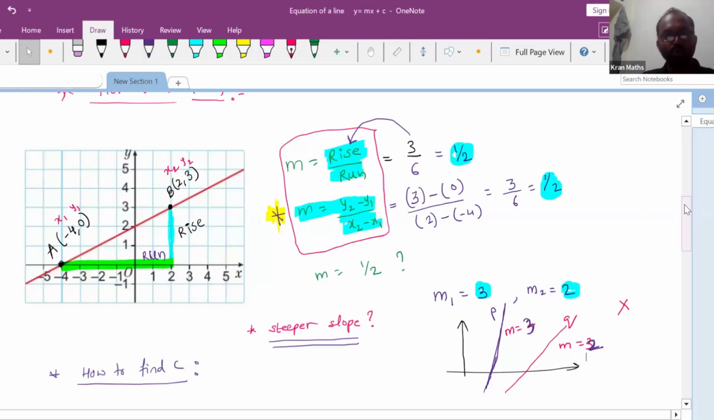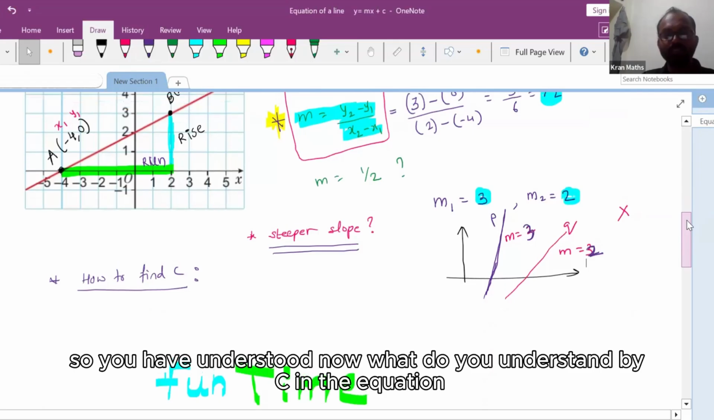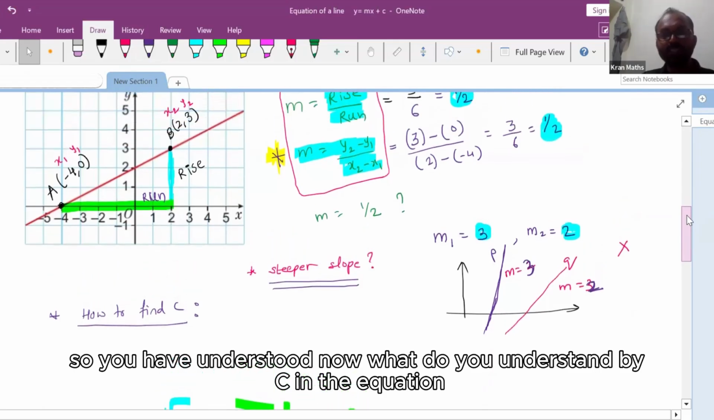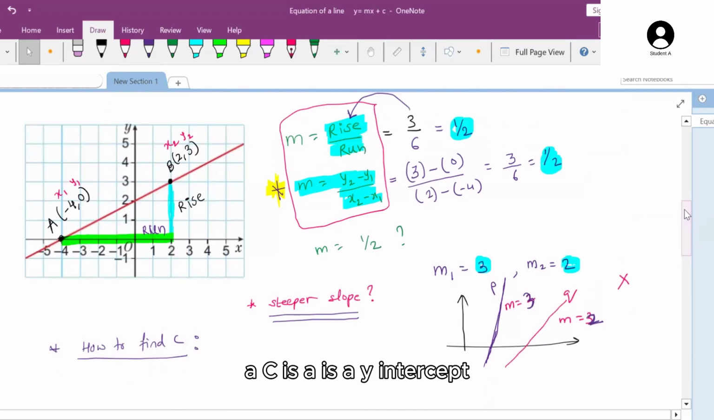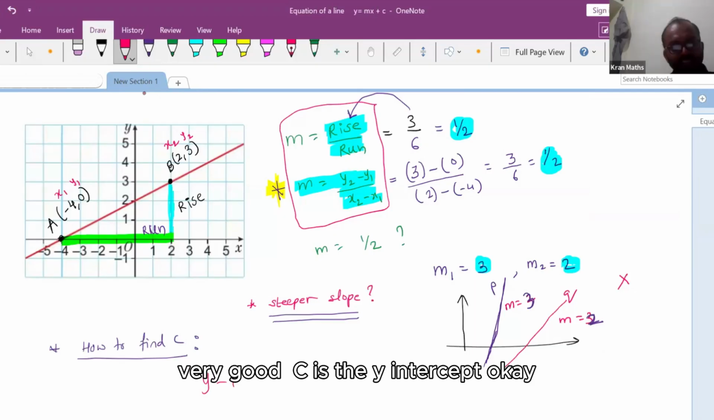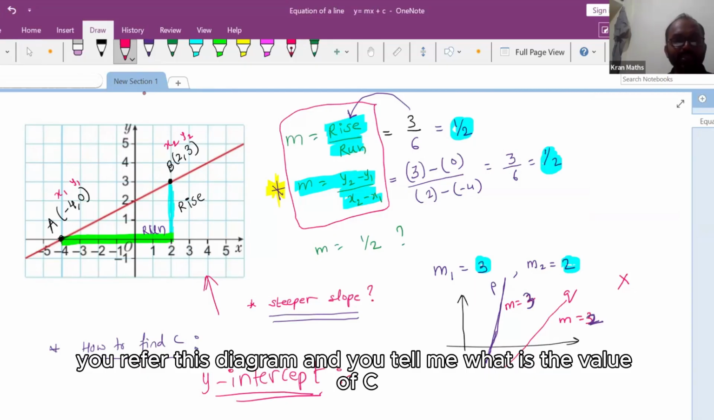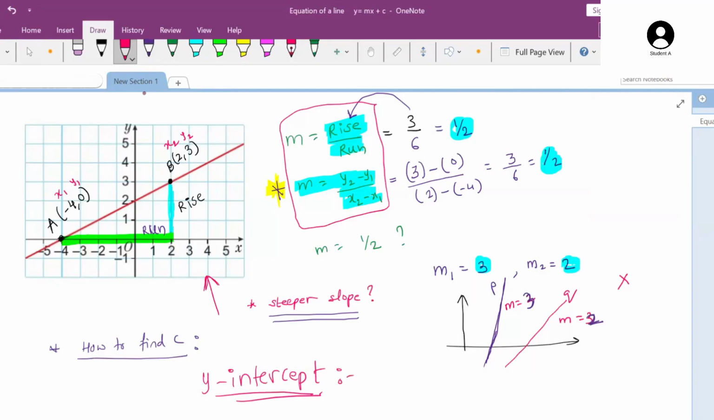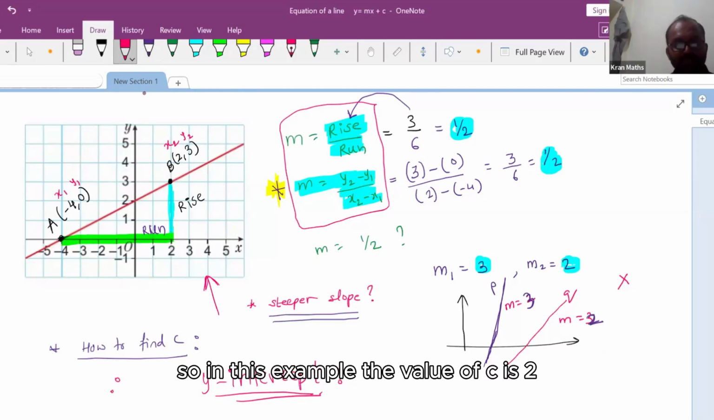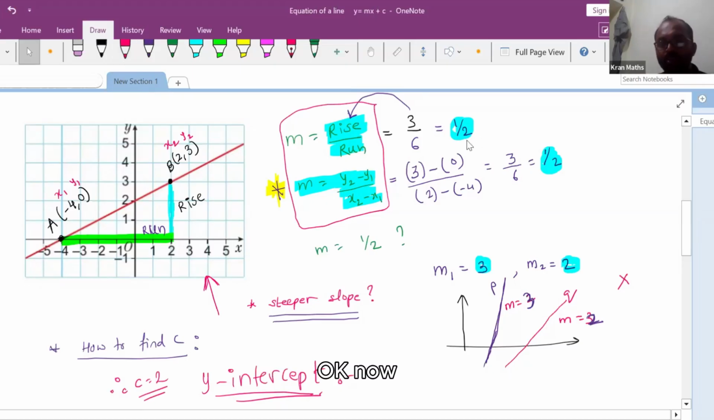Now you have understood. What do you understand by C in the equation? C is the y-intercept. Very good, Arvind. The definition is 100% correct. You refer to this diagram and tell me what is the value of C. The C is 2. So in this example, the value of C is 2.